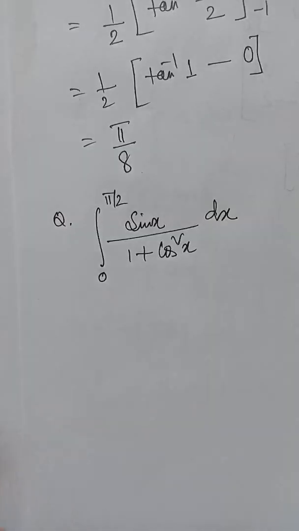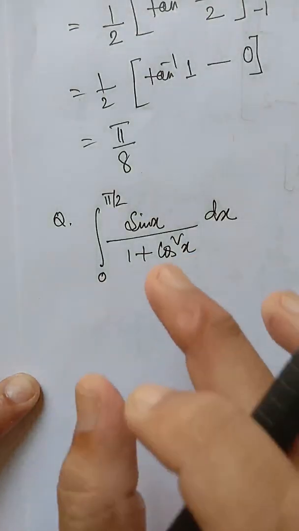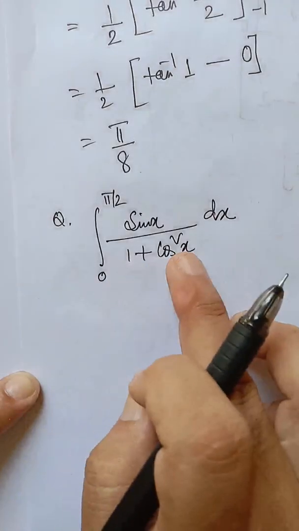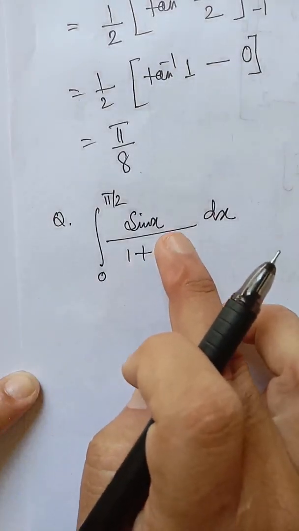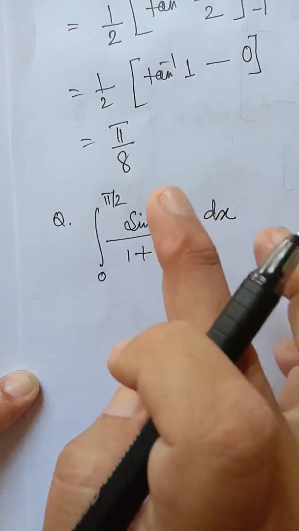So far we have not used the method of substitution in any of the questions, and now let us use the substitution method in integrating sin x by 1 plus cos square x dx, where the limit is from 0 to pi by 2. We know the derivative of cos x is minus sin x, which is not there, but the minus we can adjust.